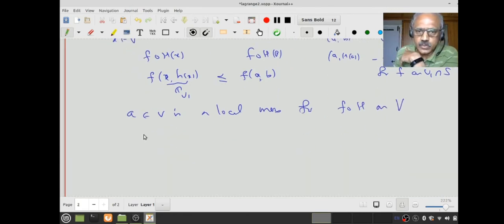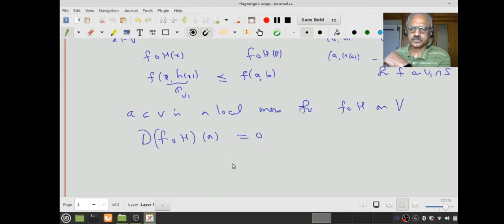Therefore, what do I know? I know d of f composite h at a must be 0. See, notice how we reduce. On S, I am unable to say anything because it may not be open, but we reduce the dimension. Okay, that is the power of the implicit function theorem and our formulation also. Please understand that. Otherwise, it will be more difficult. Right? Do you understand this?